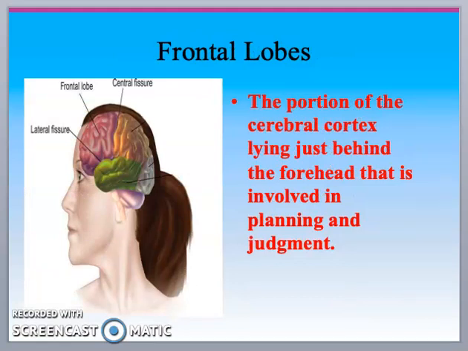Now, the frontal lobes are the front part of your brain. It's the forehead. This is what Phineas Gage had problems with. Okay? And it involves planning and it involves judgment.